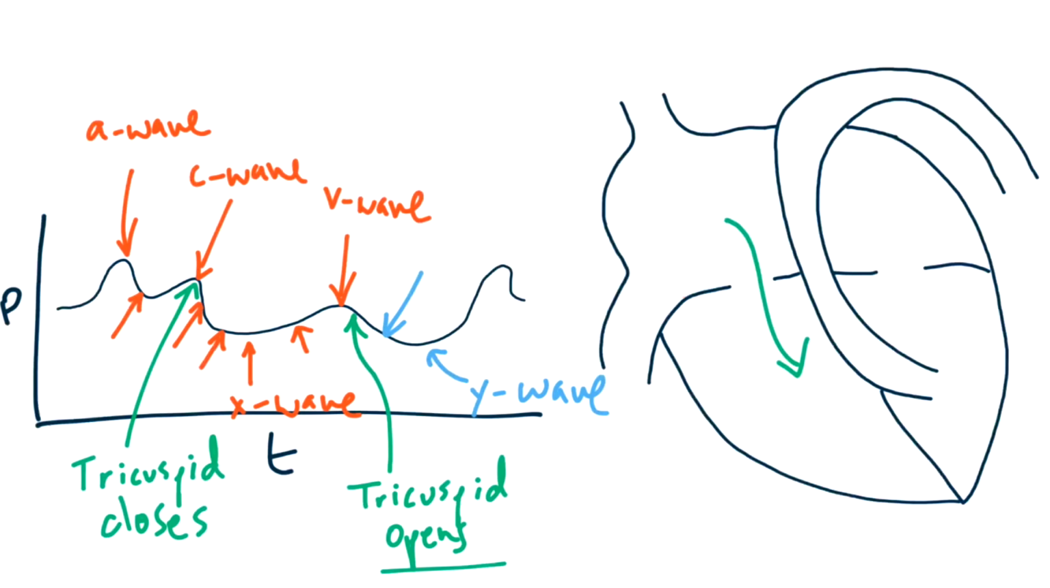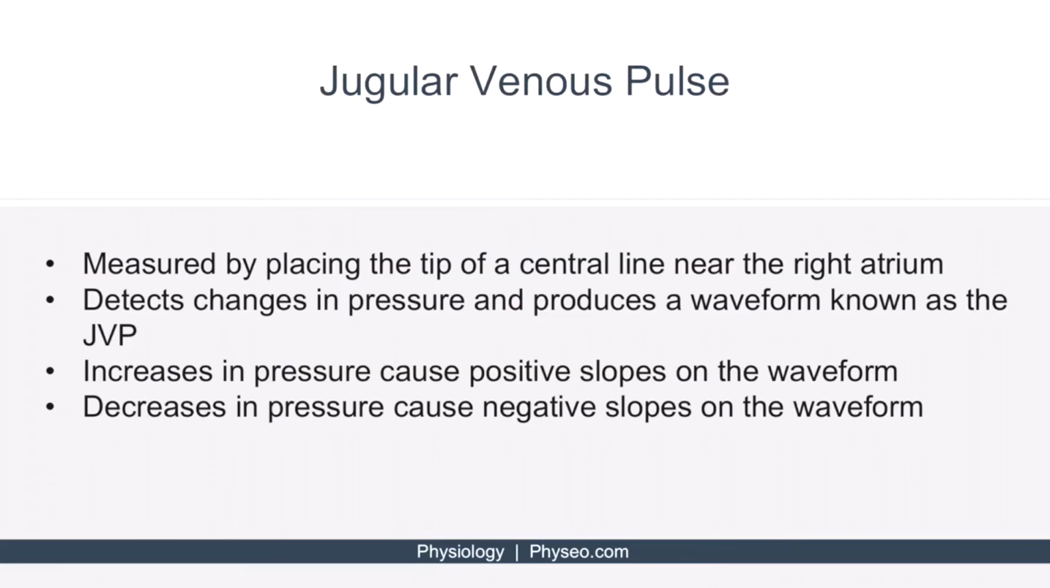Finally, the process starts over again, and we can see another A wave beginning to form here. Okay, with this background, let's see what your text says. So the jugular venous pulse is measured by placing the tip of a central line near the right atrium. This allows us to detect changes in pressure, and it produces a waveform, which is known as the JVP. So increases in pressure cause positive slopes on the waveform, and decreases in pressure cause negative slopes on the waveform.